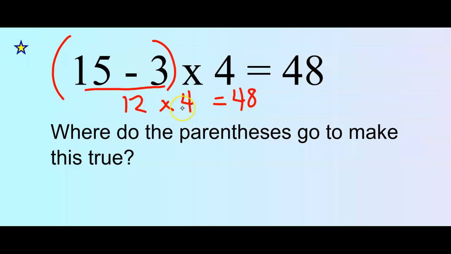Well, 12 times 4: 12 times 1 is 12, 12 times 2 is 24, 12 times 3 is 36, 12 times 4 is, hey, it's 48. So in this case, we did put the parentheses in the right place so that when we do that first, we end up with the answer we wanted, 48. So this is perfectly equal on both sides.